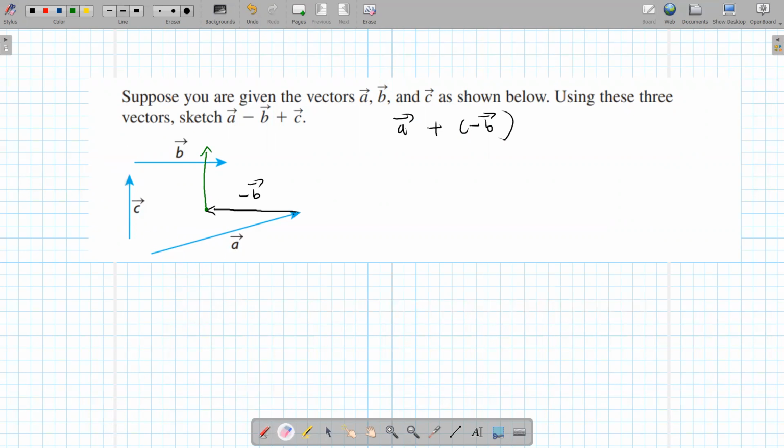And then they want the sum total. You start wherever you started, and you draw a line to wherever you ended. This is going to be your displacement. In other words, this is going to be your sum. And that's the answer to this question. This vector represents A minus B plus C. Cool?